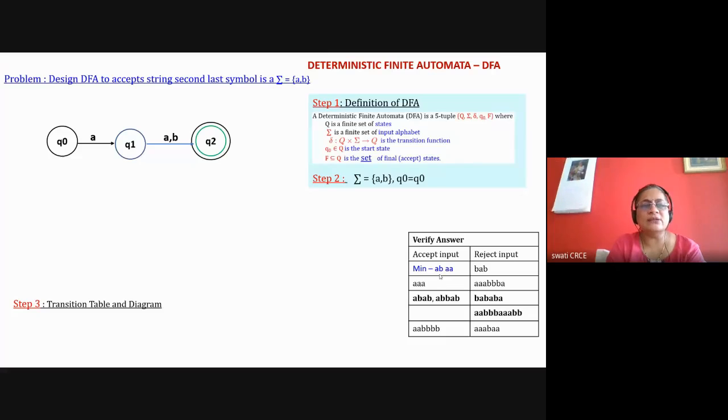It is a trial and error method. Okay, so I'm drawing this. I'm thinking that my second last element is A. After that, anything can be there. So it is going to the final state after that. Okay, now revisit the diagram. Try to go to the first step.